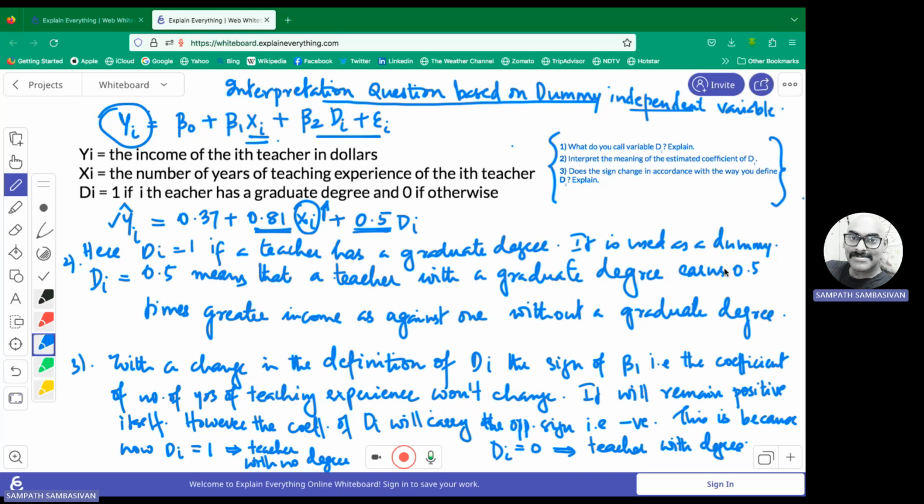You can write that also, even before you write the explanation straight away. A dummy variable is always interpreted by comparing it with the omitted condition. Therefore, Di equal to 0.05.